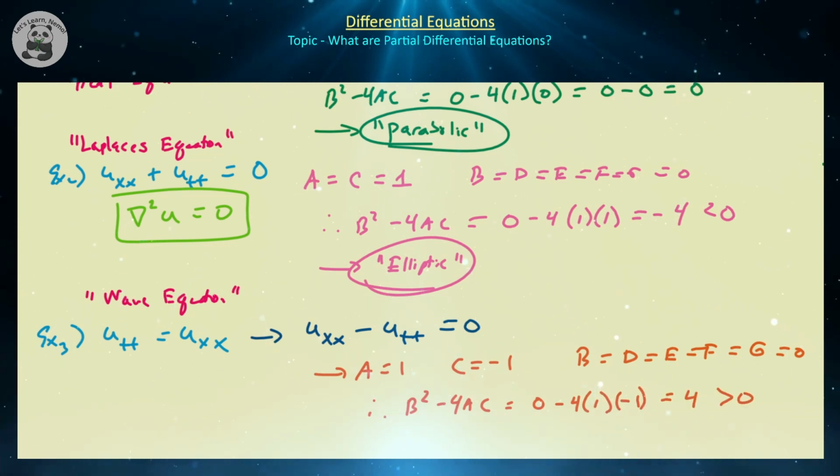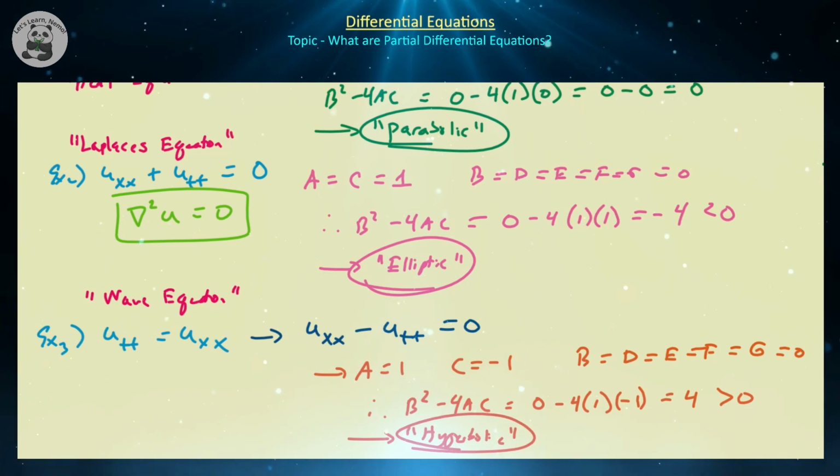This is going to be equal to 4, which is greater than 0. That means the wave equation is an example of a hyperbolic PDE. Now, we're not going to get into the details of what is the difference between the solutions of parabolic, elliptic, and hyperbolic PDE, but I just want to give you the heads up.